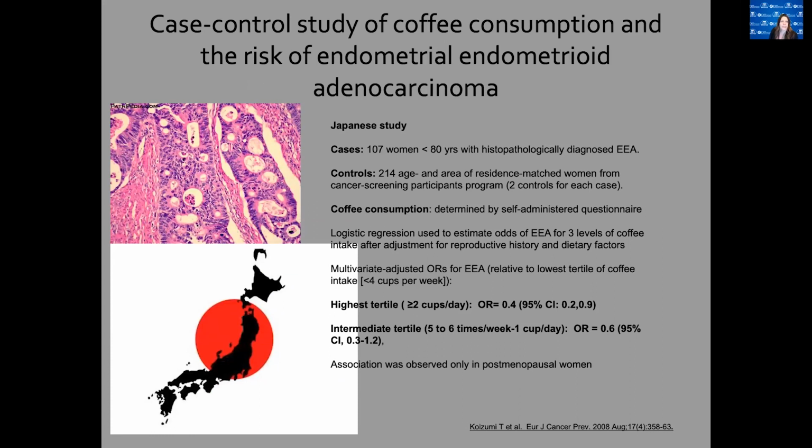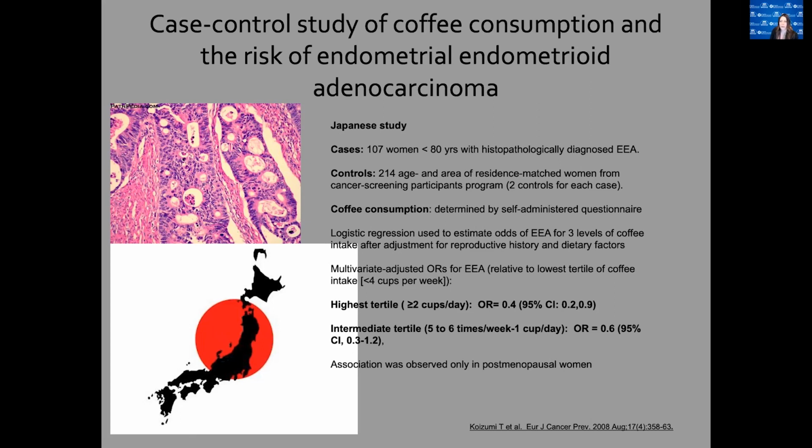So this was a case control study that looked at coffee consumption and the risk of endometrial adenocarcinoma in Japanese women. They identified 107 women who had this type of cancer. And then they also identified 214 controls who were age and area of residence matched to the cases.